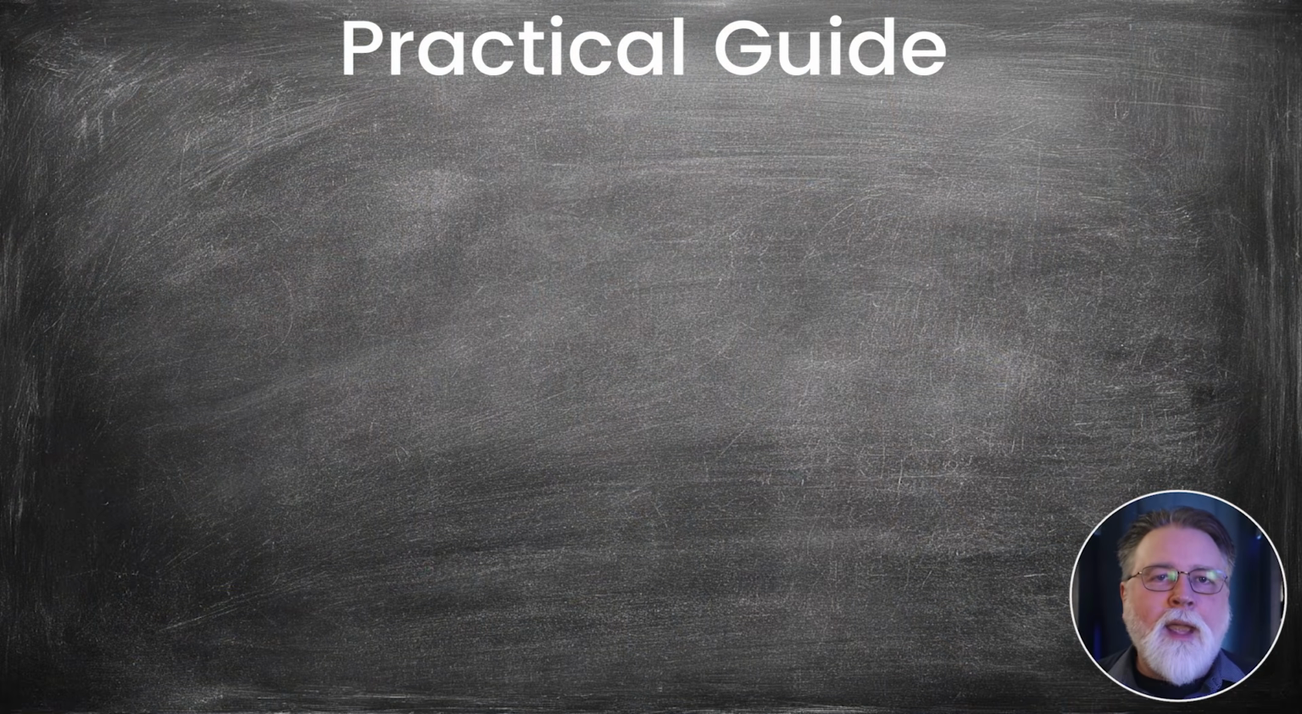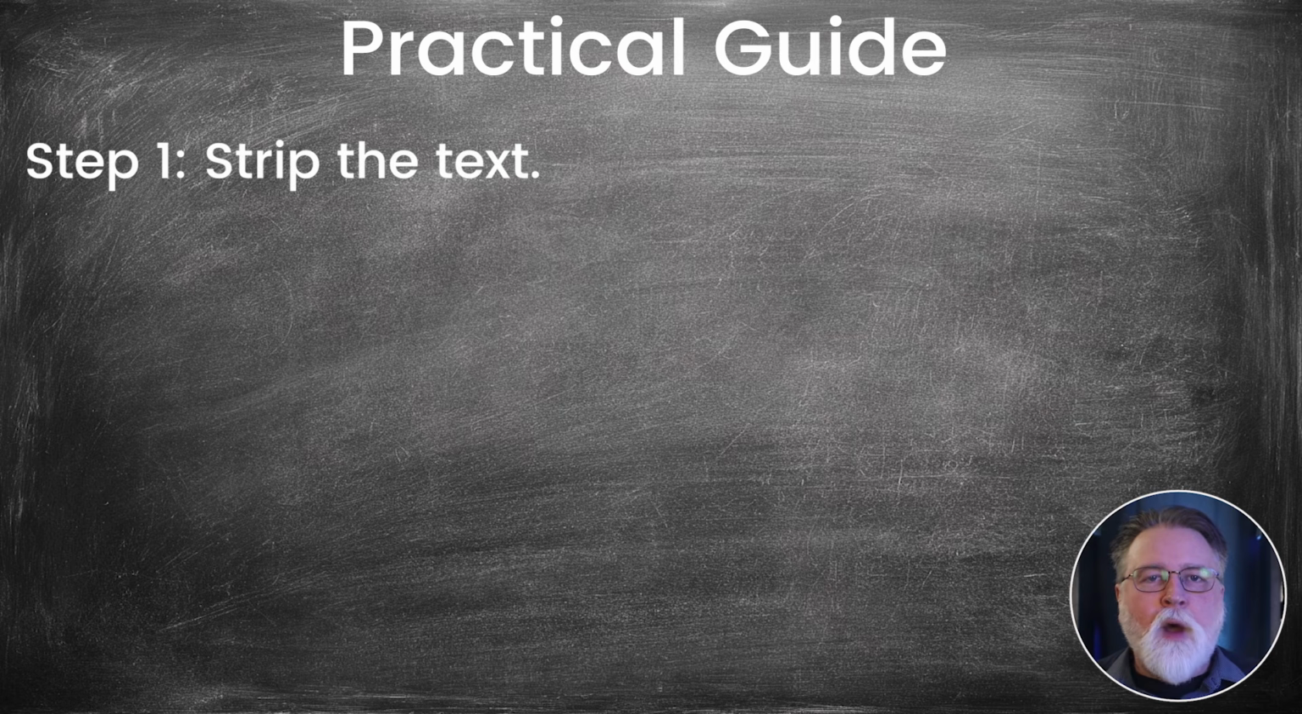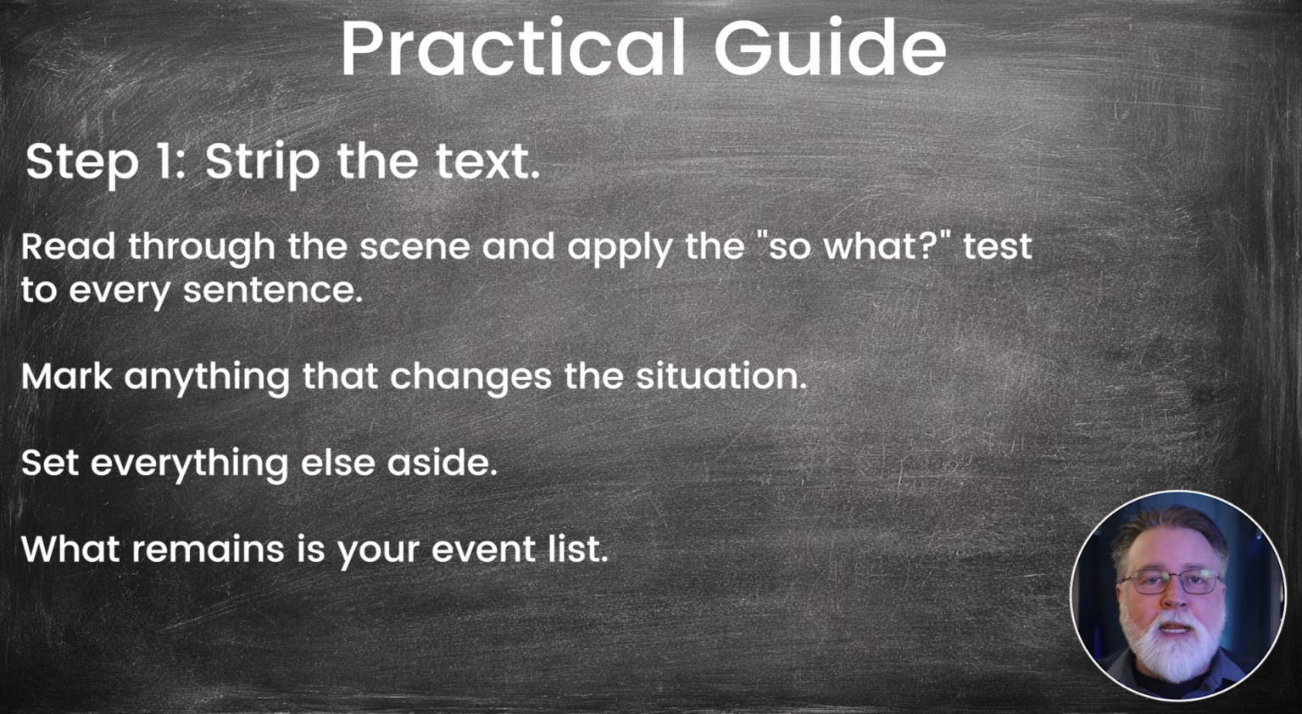Alright, so now let's look at a quick step-by-step one-page guide. This is the practical version of everything covered so far, so keep this next to your module during prep. Step 1. Strip the text. Read through the scene and apply the so what test to every sentence or paragraph. Mark everything that changes the situation. Set everything else aside. What remains is your event list.